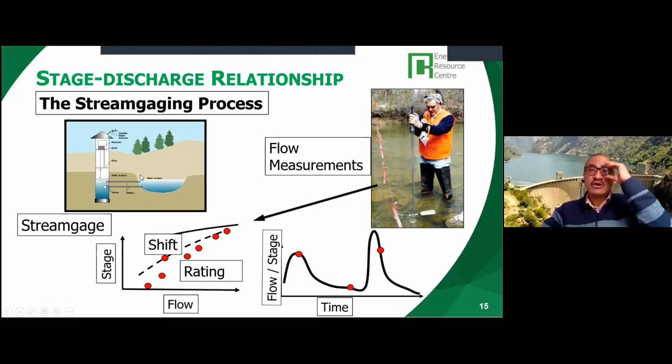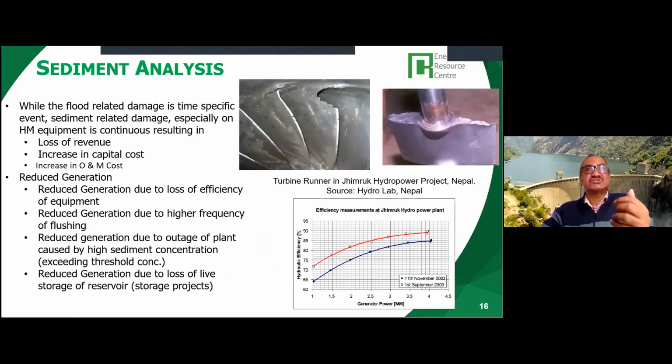Then to convert that water level into flow, you use the stage discharge relationship. Okay? So this is basically the purpose of developing the stage discharge relationship.